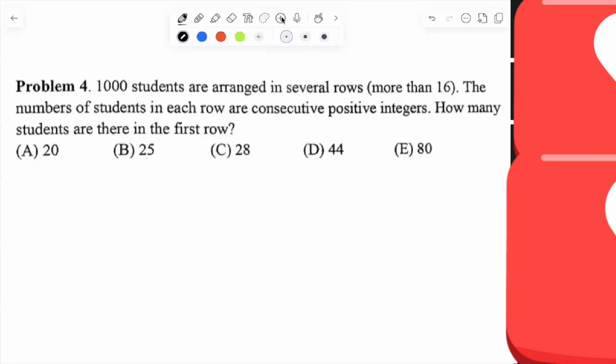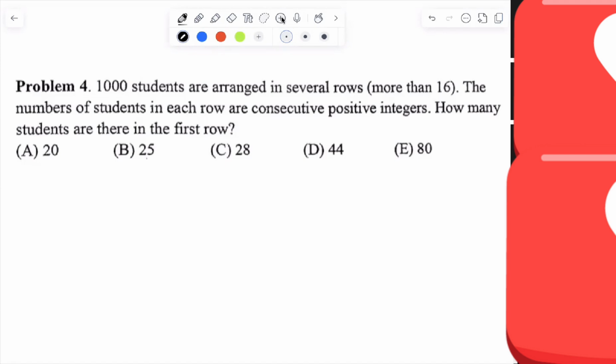Let's get started. I hope you had a chance to try this out, or you must have done it beforehand. Anyways, 1,000 students are arranged in several rows, more than 16. How many students are in the first row? And we also know the number of students in each row are positive integers that are consecutive. All right.